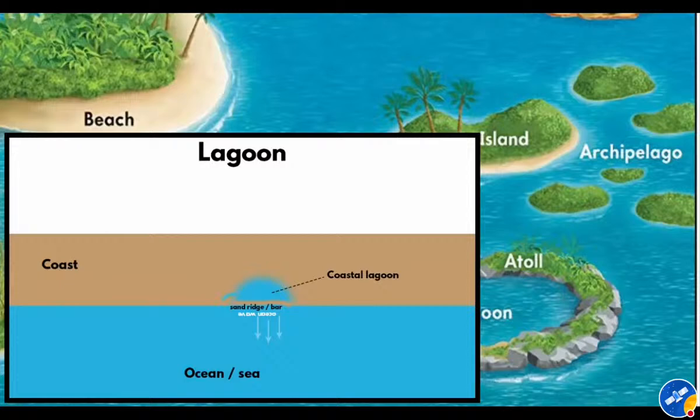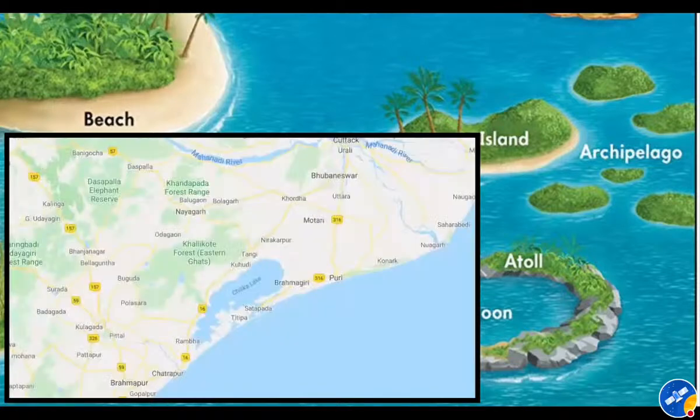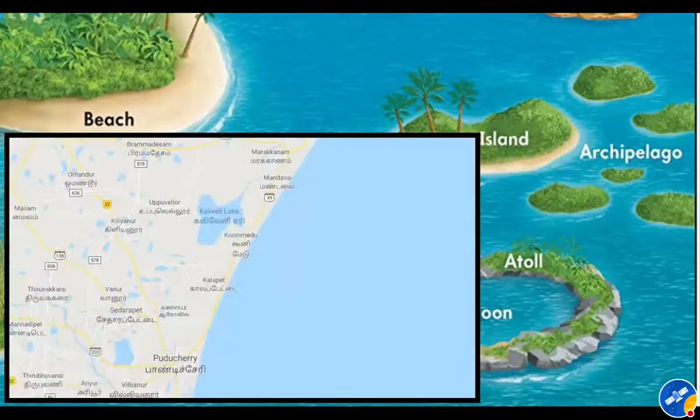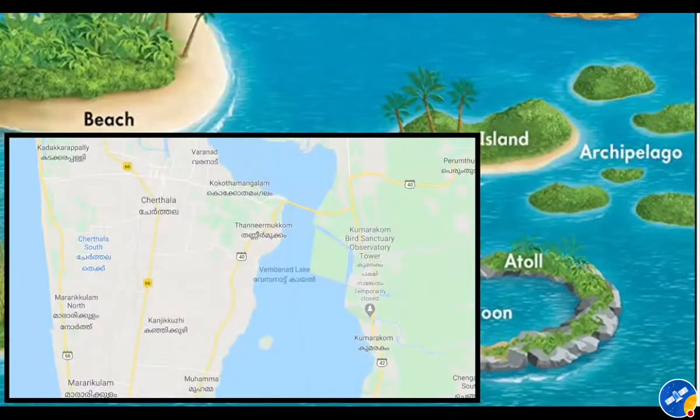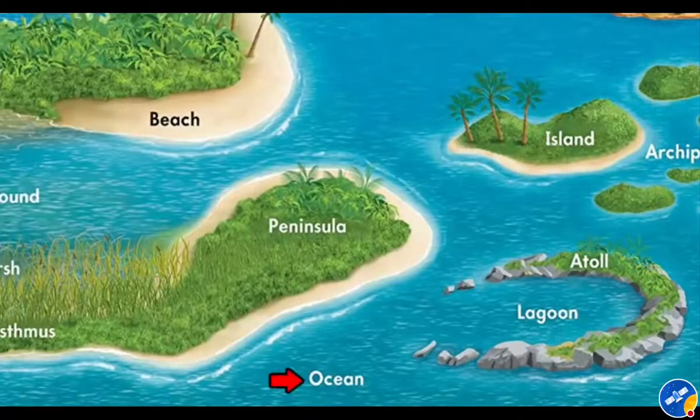Now this coastal lagoon is connected to the ocean by a small stream. That's how the lagoon gets its water supply. Apart from this, there's another way the coastal lagoon gets its water, and that is when the sea level rises. But when the sea level rises, it impacts the coastal lagoon's landscape to a great extent. The most famous lagoons in India include the Chilika Lake, the Kaliveli Lake, the Kerala backwaters, Pulikat Lake, and Vembanad Lake. The next one is ocean.